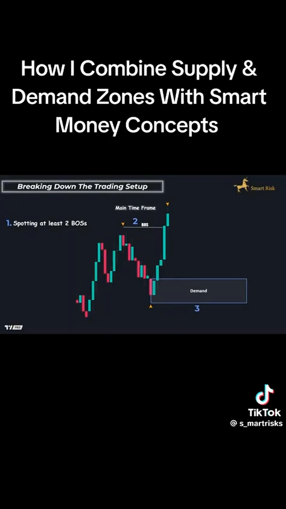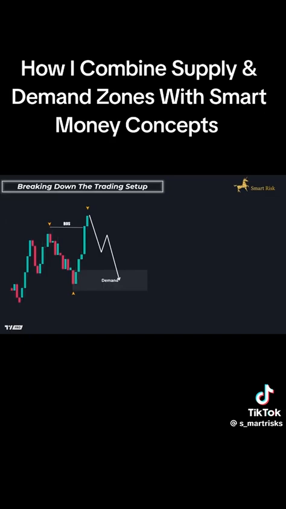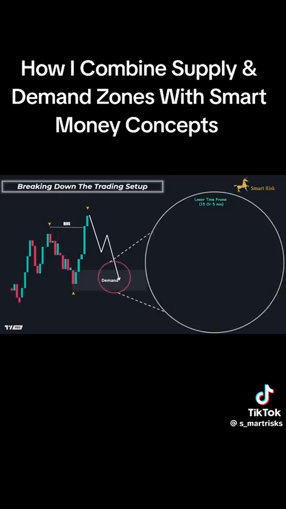Then, wait for price to return to that zone. Once price taps back into it, zoom into a lower time frame, such as the 15-minute or 5-minute chart, and monitor closely for signs of reversal. That will serve as your first confirmation before looking for an entry. This could be a market structure shift or a clear change of character. Either way, that serves as your first layer of confirmation.